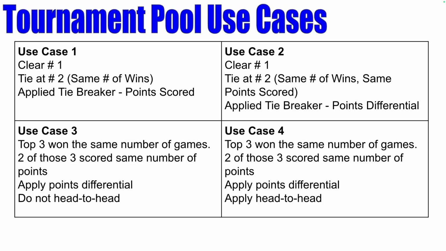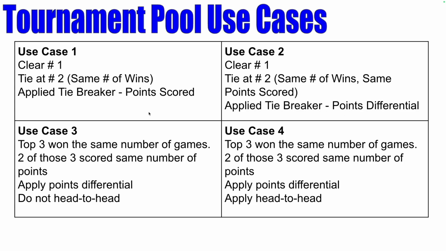Here are the four use cases we will run through. Use case number one, we'll have a clear winner on number one position, meaning of the four players, one player won all the three games. We'll have a tie at number two, with the same number of wins, and then you apply the tiebreaker, which is points scored. Now, what if the points scored are the same as well? That's what we'll see in use case number two. In this case, we'll apply points differential.